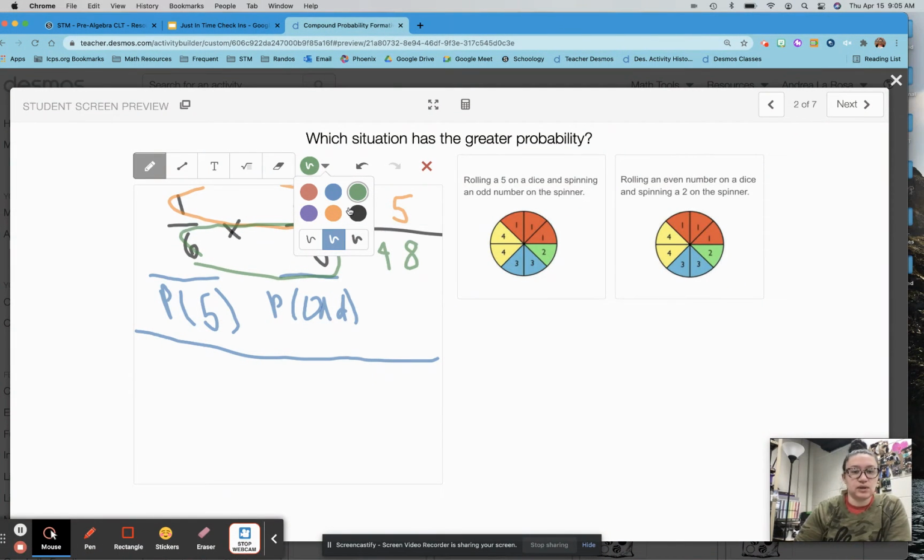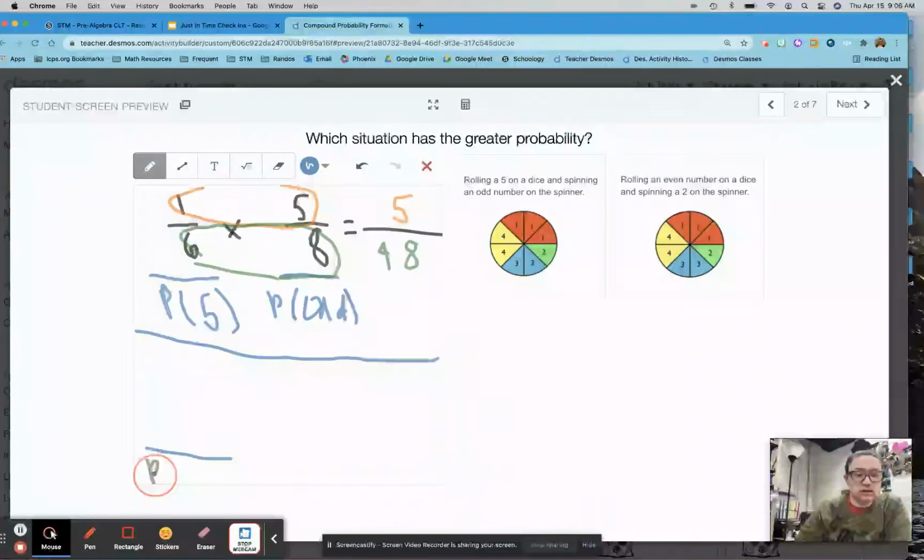Now let's take a look at the second one. The second option says rolling an even number on a dice. So on my dice, the probability of an even, I'm abbreviating that as EV, and then a 2 on the spinner. Again, we've got to read carefully. It's not just the spinner that we're looking at. We need to think about a dice too.